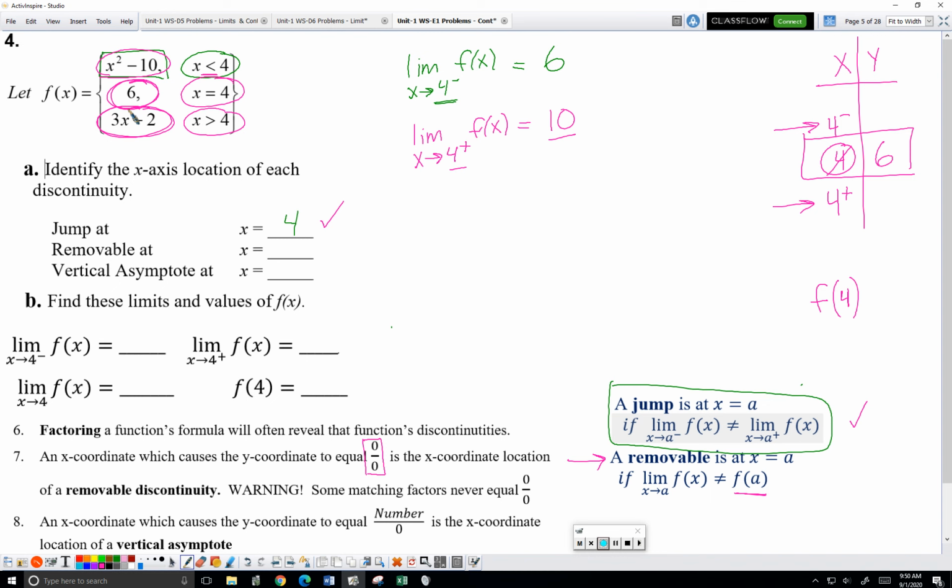Questions? This is why I say getting the notes memorized is crucial, because you're given a problem, you just have to be able to recall that information quickly and go, okay, wait a minute, yeah, it can't be this type of removable because I don't have a 0 on the bottom.